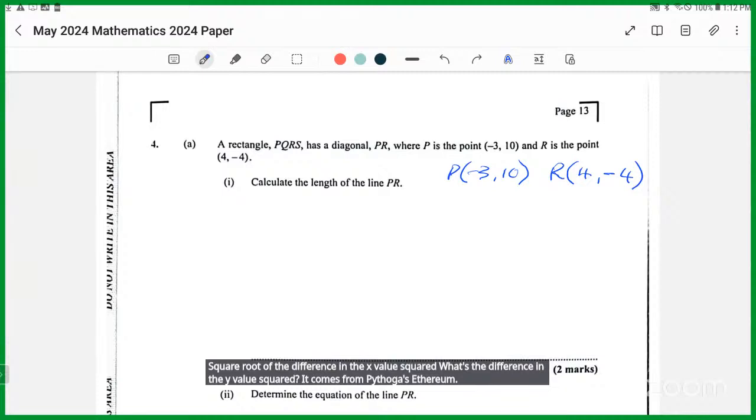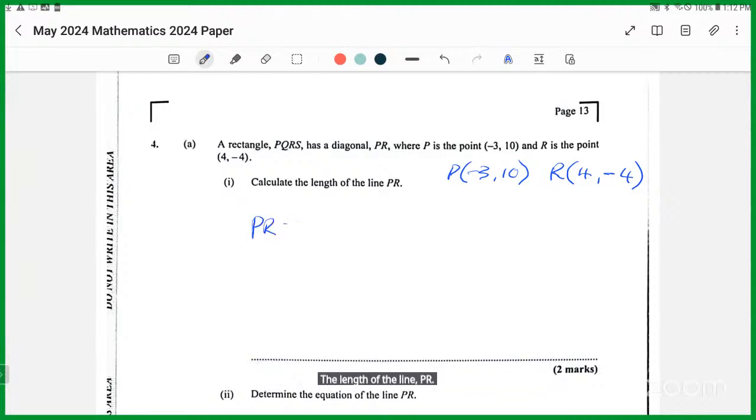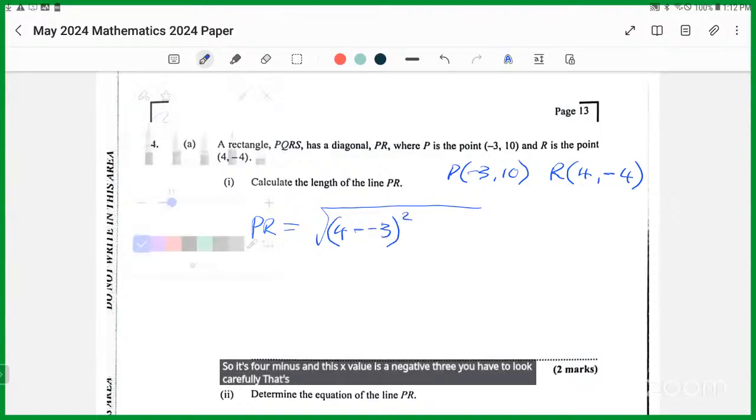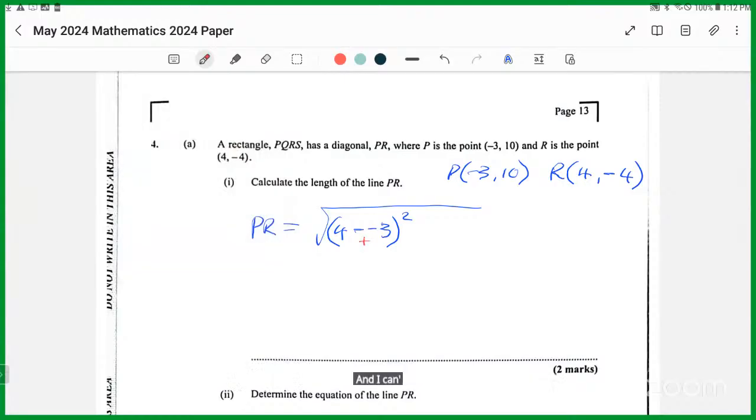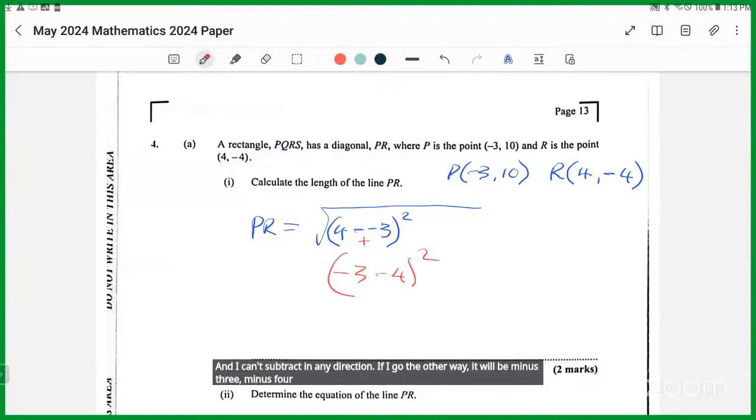So the length of the line PR is equal to the square root of the difference in the two x values squared. So this x value minus this x value. You're subtracting them, so it's 4 minus, and this x value is -3. You have to be careful. That really becomes 4 plus 3. And I can subtract in any direction. If I go the other way, it will be -3 minus 4 squared, which will be -7 squared, same as 7 squared.